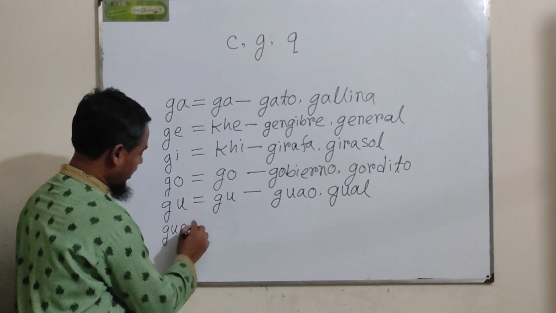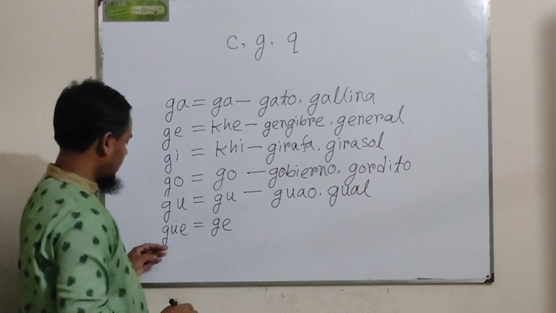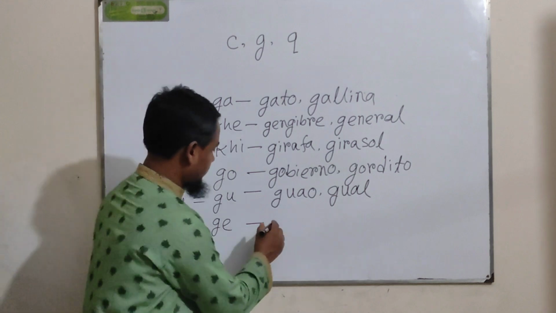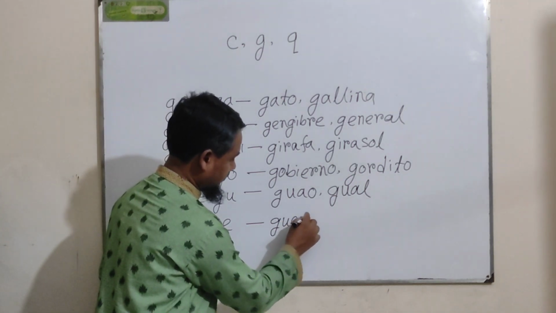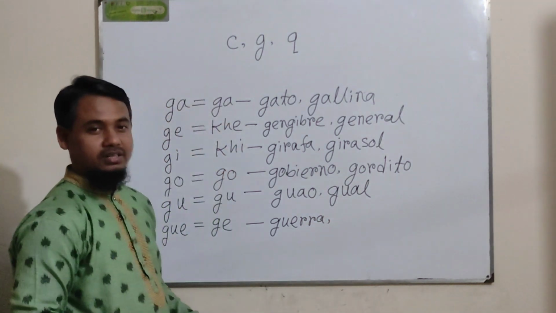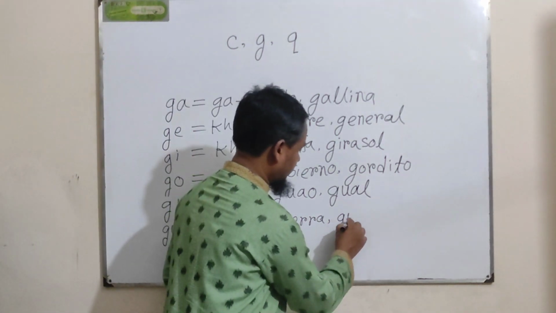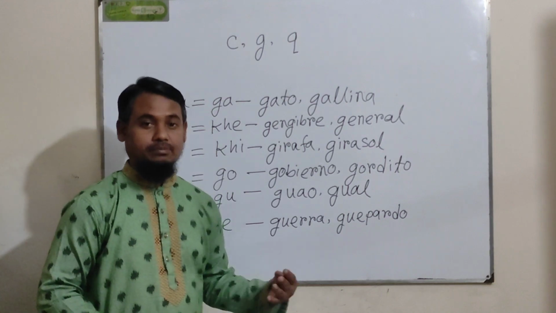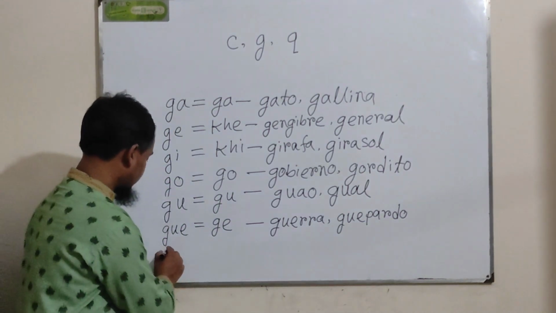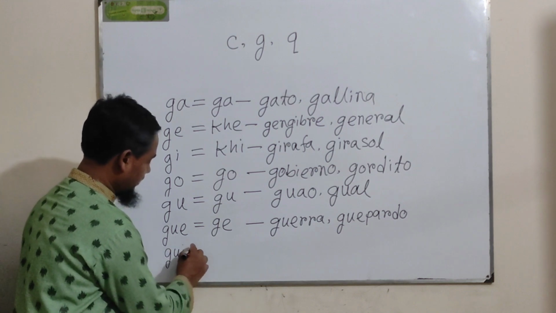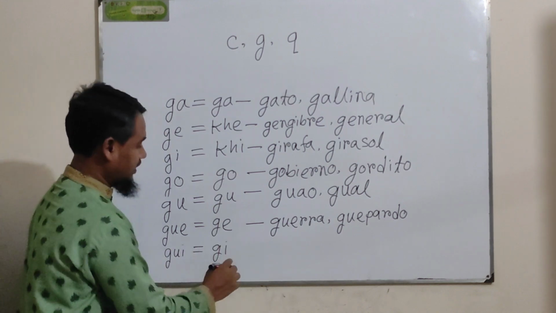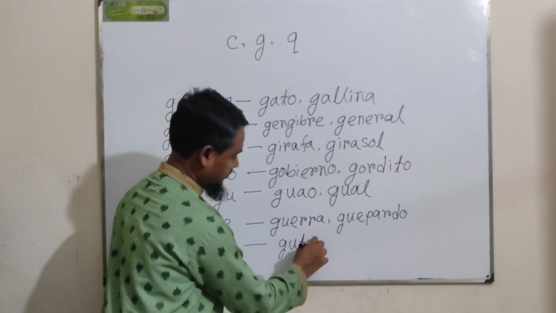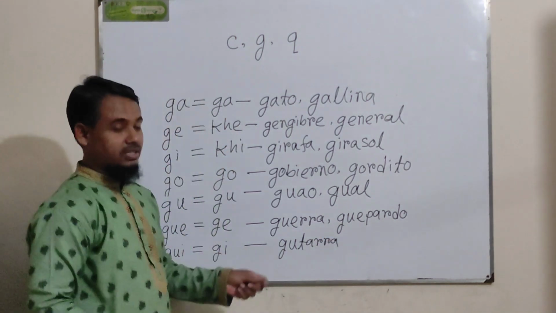G U A is gwa. For example, guerra. Guepardo. G U E is ge. G U I is gi. For example, guitarra.